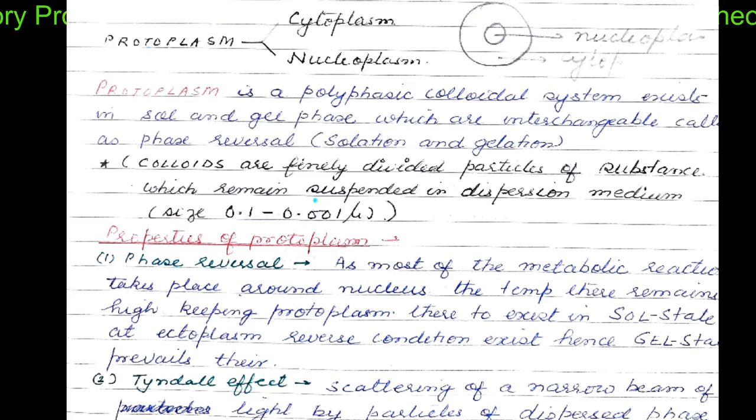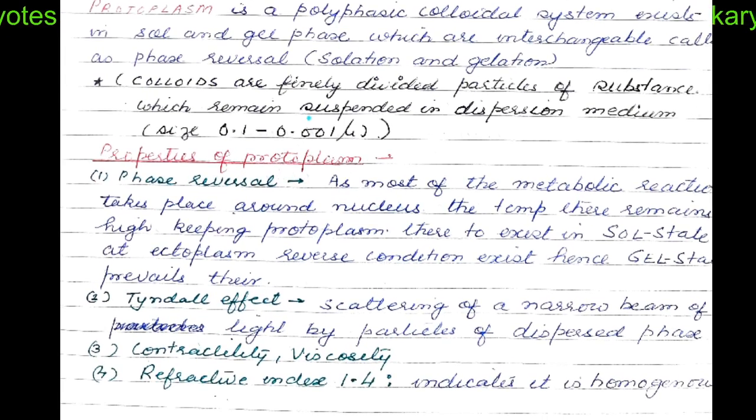And this is very important as far as the movement of the cell is concerned, and also in certain activities of the cells. The property of the protoplasm, as I have just mentioned, is phase reversal, the solation and gelation. The sol part may undergo gelation and the gel part may undergo solation. This is called phase reversal. Most of the metabolic reactions take place around the nucleus, so the temperature there remains high, keeping the protoplasm there in the sol state, and at the ectoplasm the reverse condition exists.